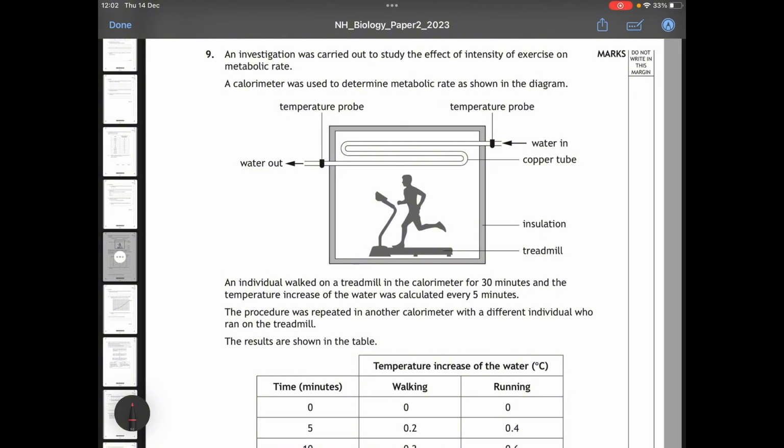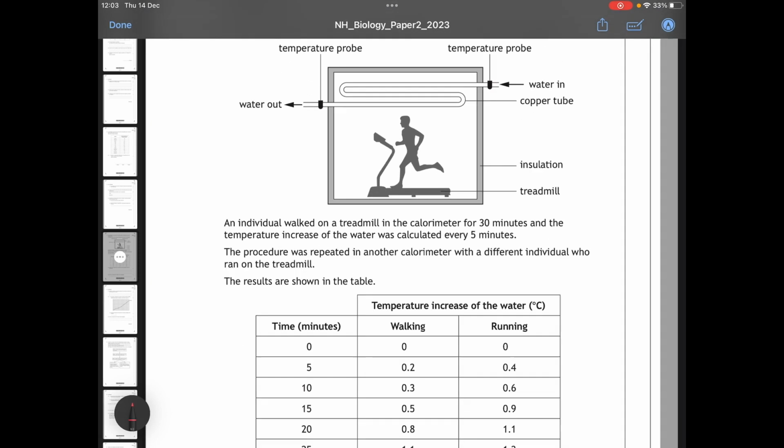An idea, which hopefully you would pick up from this question, is that the more the person exercises, the more heat's produced, and therefore the more the water heats up. And you should know from your subject knowledge that as your metabolic rate increases, it generates more heat. It's one of the ways we can measure, one of the 3 ways we can measure metabolic rate.